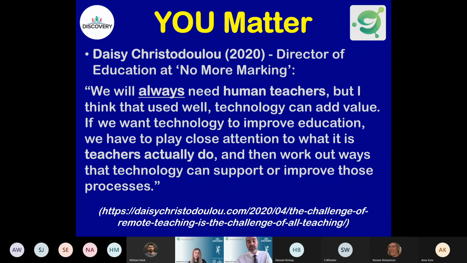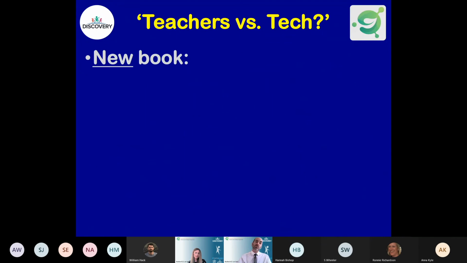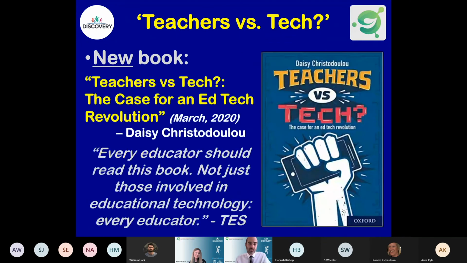She's done a really good piece of work on that, which you can go and read at that website. Not only that, but she's also brought out a new book, called Teachers versus Tech: The Case for an EdTech Revolution, which is a fascinating read. At the heart of it is that teachers are still the most crucial and fundamental part of the learning process, but technology can equip us and enable us to do things that we maybe couldn't do before. The TES has said that every educator should read this book, not just those involved in educational technology. So it's a book that comes highly recommended.